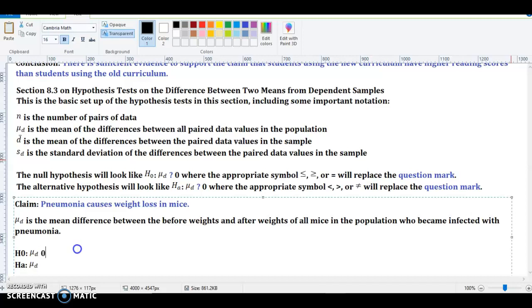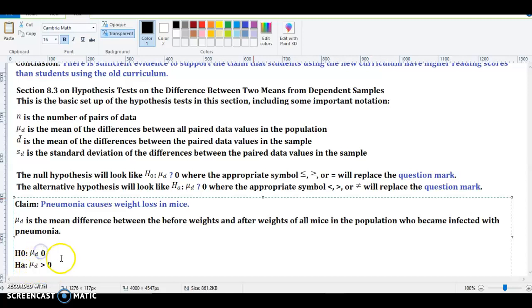Okay, let's think about that for a minute. Again, the claim says that pneumonia causes weight loss. And I just told you that if the before weight is greater than the after weight, that means weight loss occurred, so the difference between the before weight and the after weight would be positive. A larger weight minus a smaller weight would give you a positive value, just like 7 minus 5, which is equal to 2, is a positive number. So in the alternative hypothesis, the correct symbol we would use is the greater than symbol, so the mean difference is greater than 0.